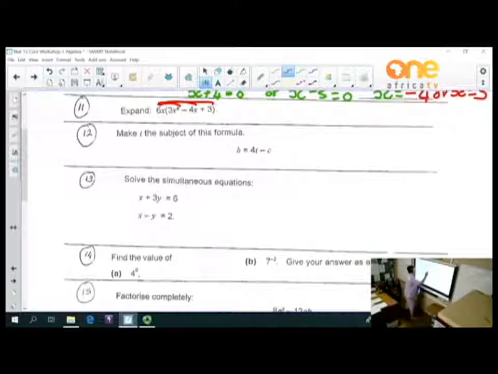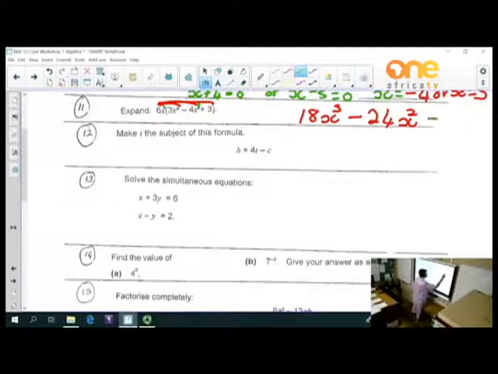If you multiply the numbers, we have 18. Add your indices. If you multiply, you add. So it is x to the power of 3. The second one, positive times a negative is a negative. 6 times 4 is 24. Add the indices, and it is x squared. Remember, if there's nothing, there's a 1. And then the last one is plus 18x. Expand.